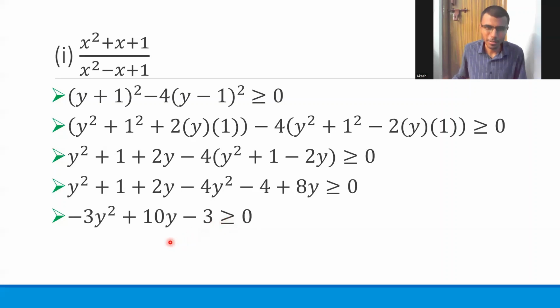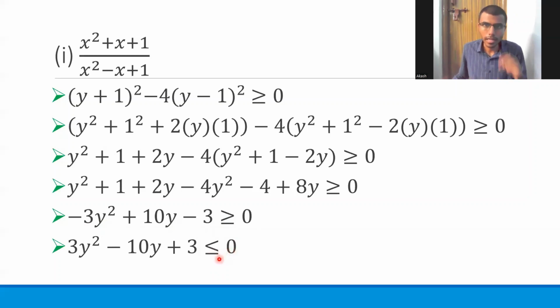Now, generally it doesn't look good if the leading coefficient is negative. So let's just multiply this entire equation by minus 1. So I'd get 3y square minus 10y plus 3 less than or equal to 0. Because if I multiply an inequation by a negative sign, the direction of the inequality changes. Fine. So greater than or equal to becomes less than or equal to.